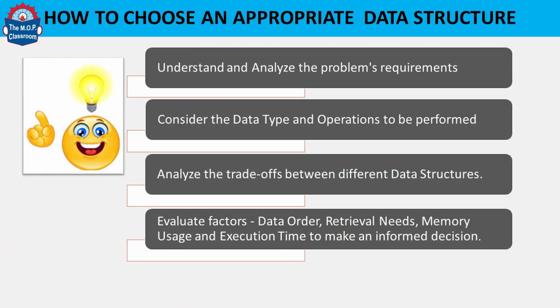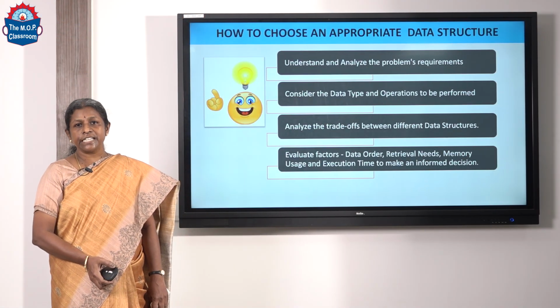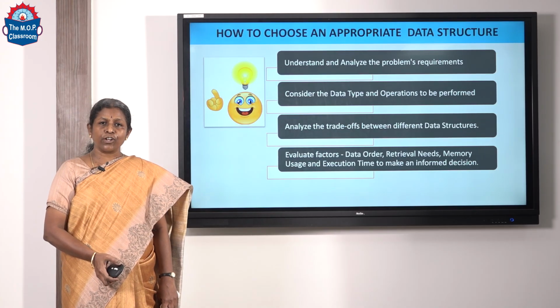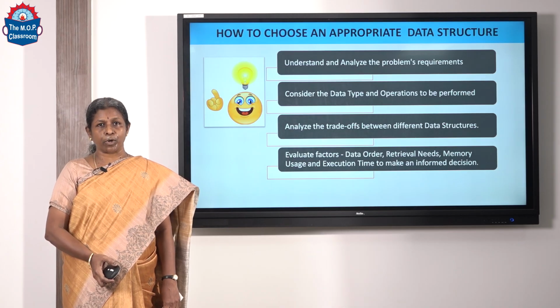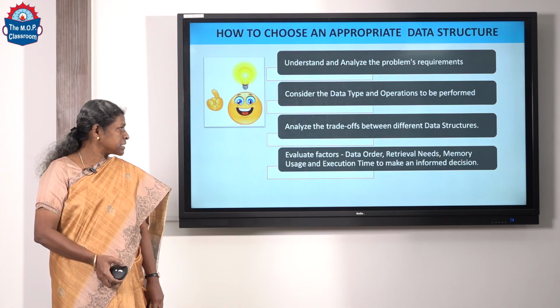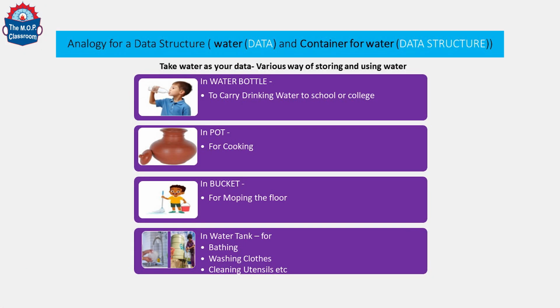How to choose a proper data structure: you have to analyze and understand the problem requirement, consider the data type and the operations that can be performed on the data, and analyze the trade-off between different data structures so that you get an idea of which data structure will be appropriate for your application. You also have to consider factors such as data ordering, retrieval needs, memory usage and execution time requirement.